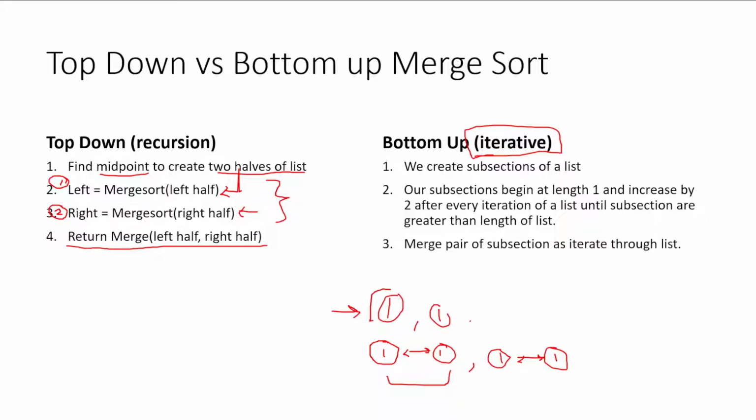So when we split those subsections up, we split them by halves, and we're halving every time. So this time we're increasing every subsection by the power of 2. So the next one would be size 2. Next one would be size 4. And then it would be size 16. So it would increase in that manner. And we're also merging those pairs of subsections as we iterate through the list.